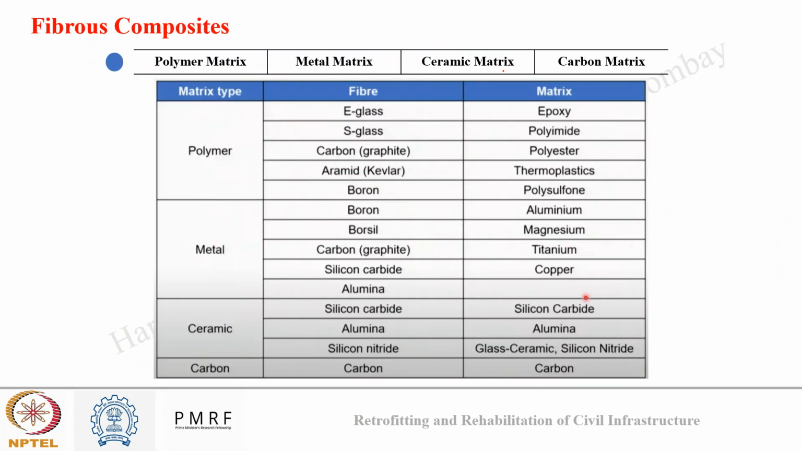Now, fibrous composites can be of different types. It can be a polymer matrix, in which polymer is the fiber in the matrix of another material. It can be metal matrix, in which metals are the fibers in the matrix of another material. Ceramic matrix can be there and carbon matrix can be there. For each of these types, the fiber and the matrix can be of different combinations, and you can see that in this table also.